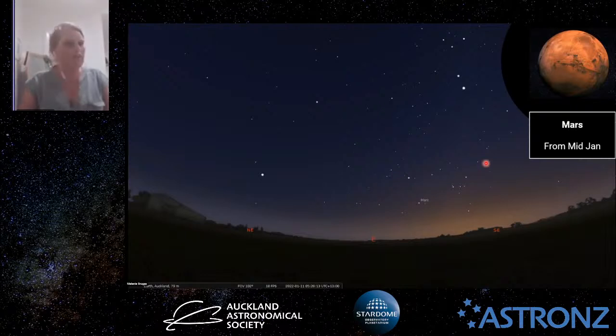And then last but by no means least, I've put in my favorite planet just because I absolutely adore Mars. From the middle of January, this here is the 11th of Jan, you can just see Mars above the horizon before the sun comes up. And what's really nice about it when it's in this position is that you've also got up in the sky just above it and to the left slightly the red supergiant star Antares.